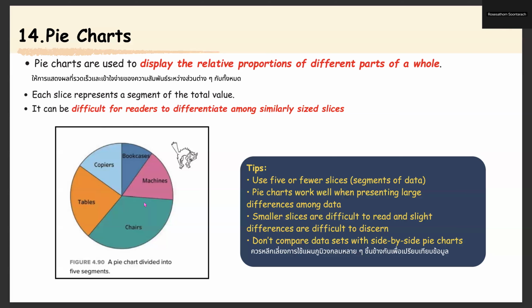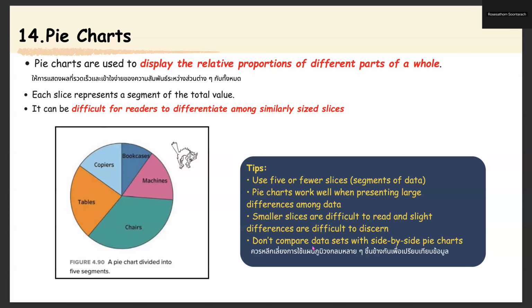Pie charts. This can be used to display the relative proportions of different parts of a whole, and each slice represents a segment of the total value. It can be difficult for readers to differentiate among similar sizes. So, tips: you need to use 5 or maybe fewer slices, and pie charts work well when presenting large differences among data. The small slices are difficult to read, and slice differences are difficult to explain.